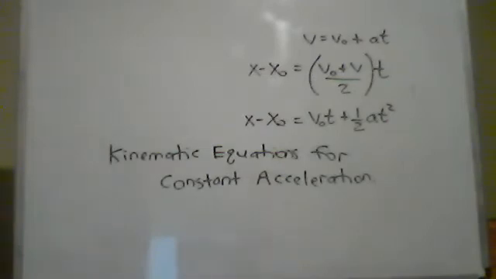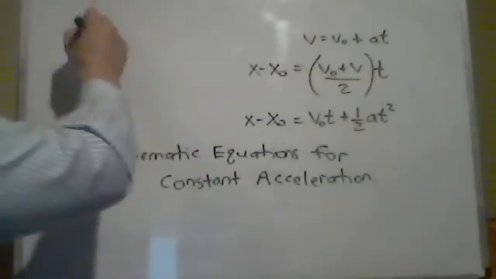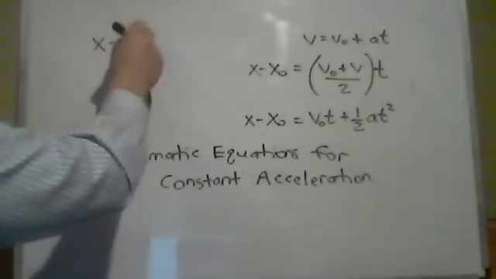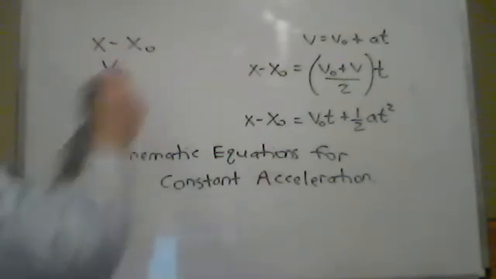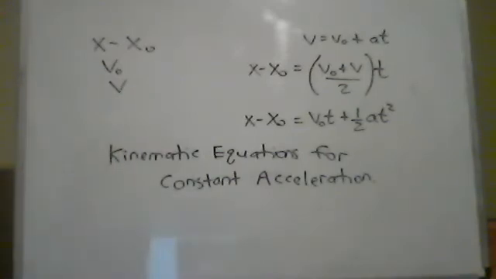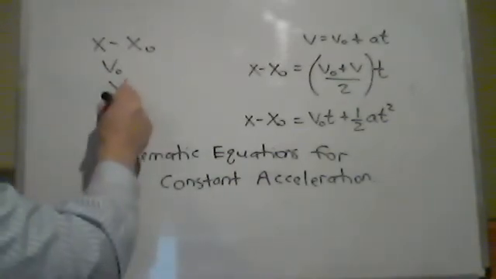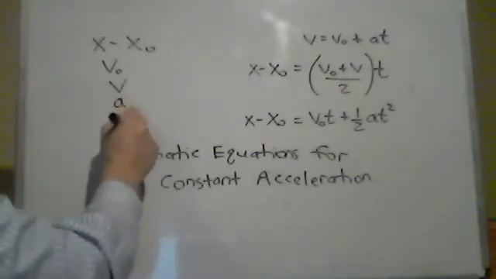One thing you'll notice about the various equations is how many things do you know? I mean, how many things can you possibly know? Well, you could know x minus x naught, that's the displacement. You could know the initial velocity, v naught. You could know the final velocity, v. You can also know the acceleration. You can also know the time.